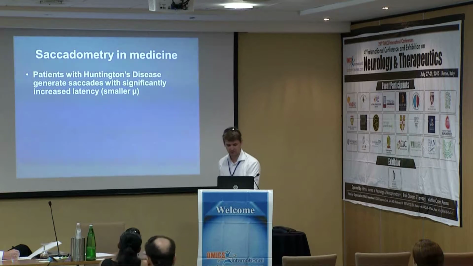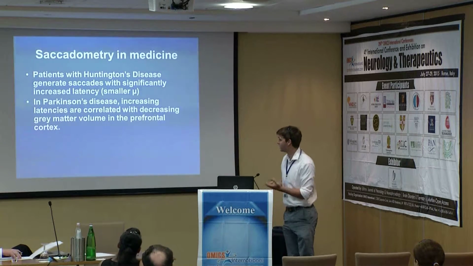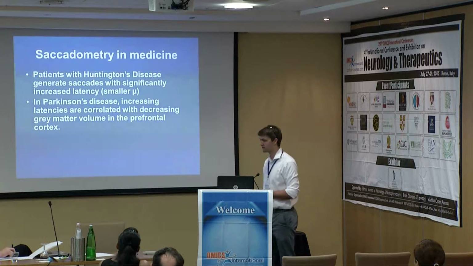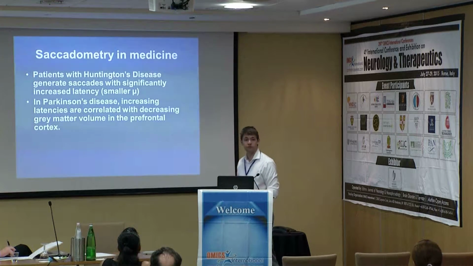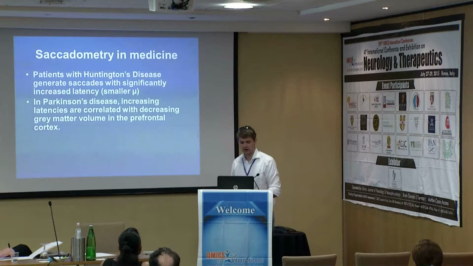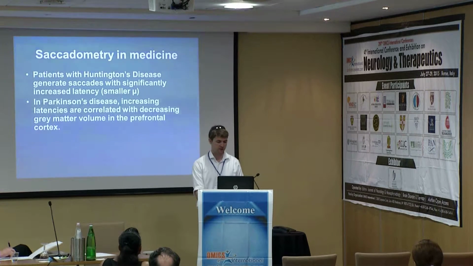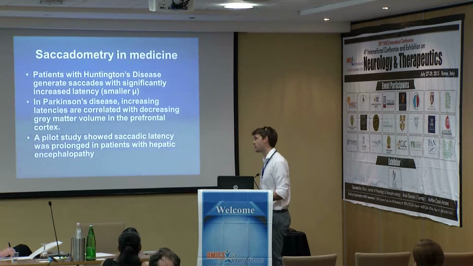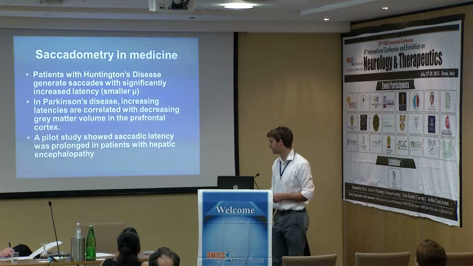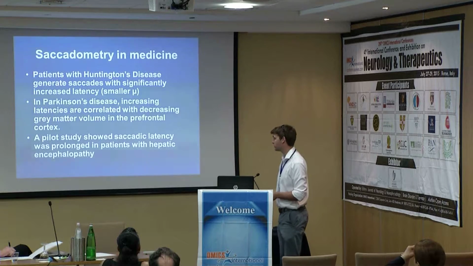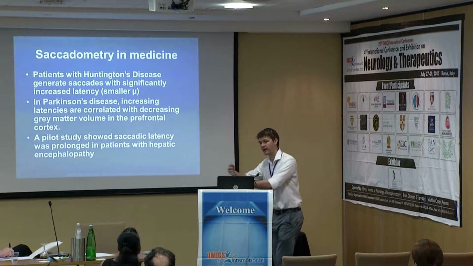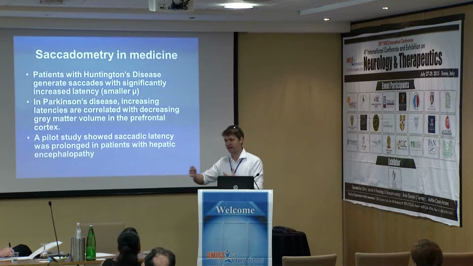Kind of makes sense. Interestingly, in Parkinson's disease as well, you see a correlation between saccadic latency and decreasing grey matter volume in the prefrontal cortex. It also correlates with treatments, things like deep brain stimulation. We see that latencies slow down in Parkinson's disease, but they can be sped up by treatments like deep brain stimulation. Now, this is perhaps where I come in, because we started to look at saccadic latency and its role in hepatic encephalopathy. A pilot study done a few years before ours showed that it was correlated with hepatic encephalopathy. As someone becomes more encephalopathic, their reaction times, their saccadic latency, get prolonged.